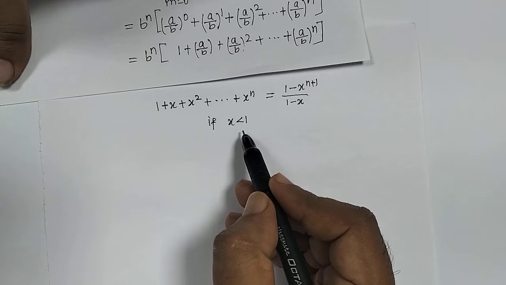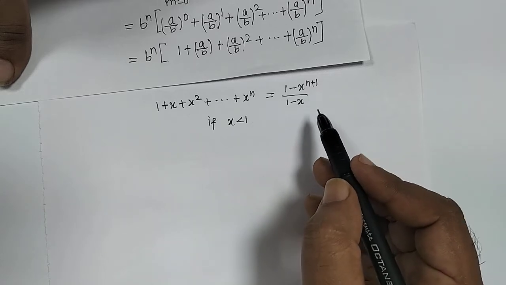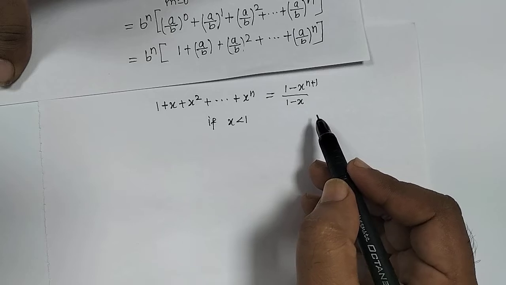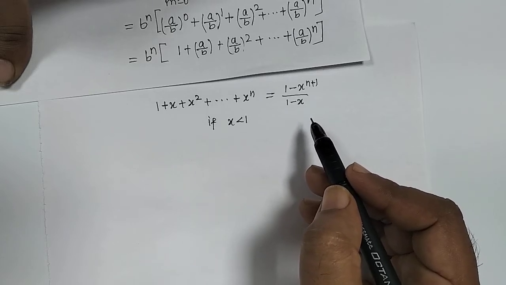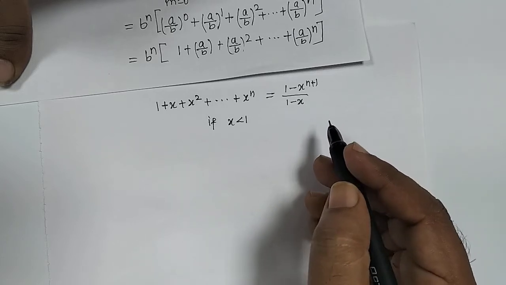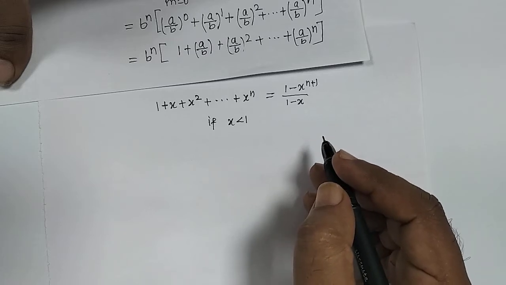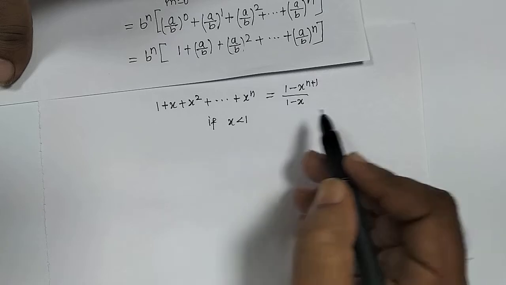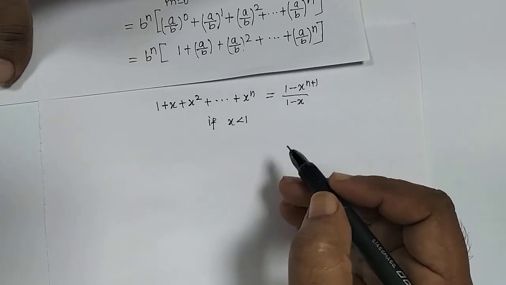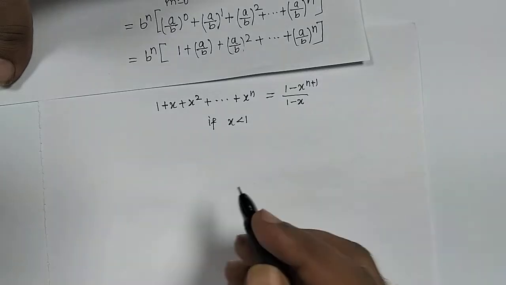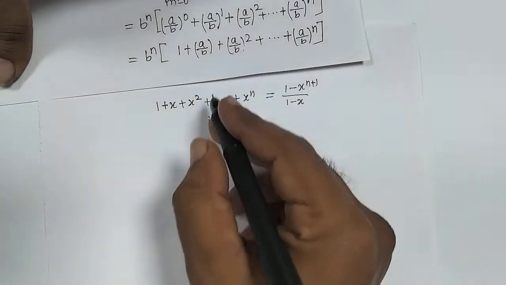So generally here we can apply any formula: (1 minus x power n plus 1) divided by (1 minus x), or you can apply the x greater than 1 formula also, that is (x power n plus 1 minus 1) divided by (x minus 1). Here I am using the x less than 1 formula generally. If you want to use the x greater than 1 formula, you can use it. So compare these two equations.